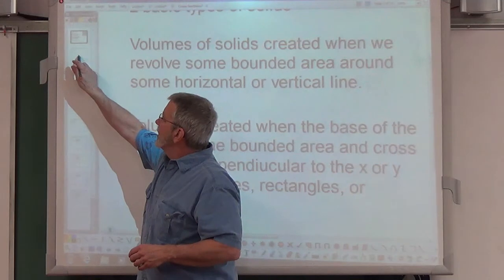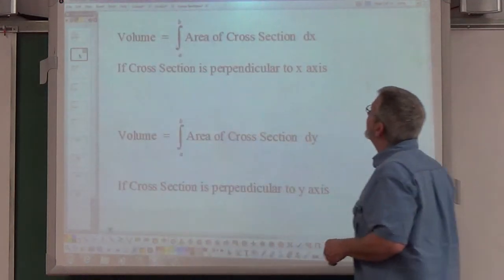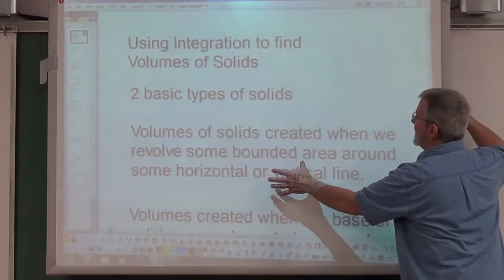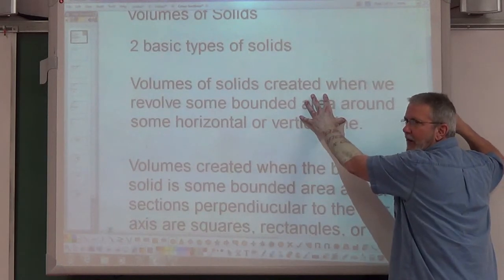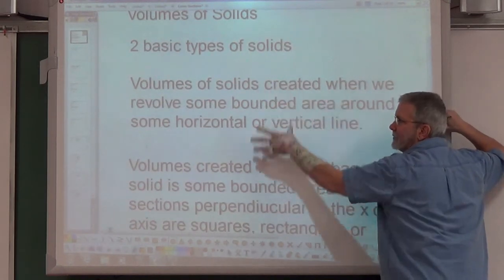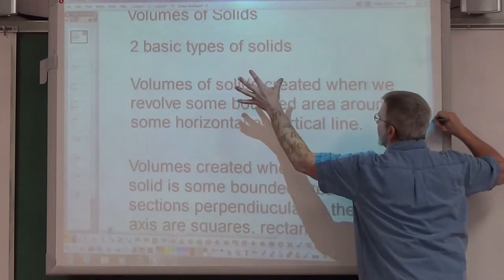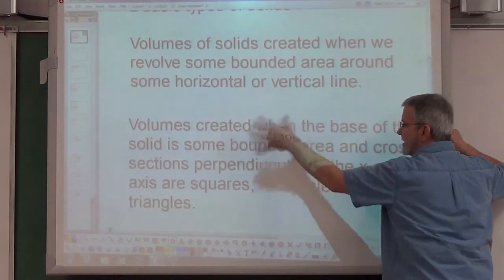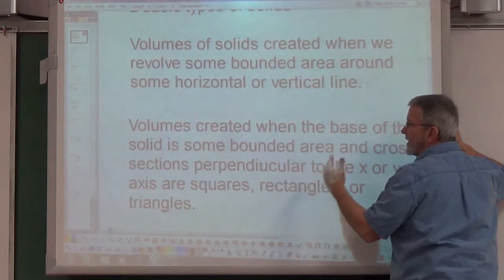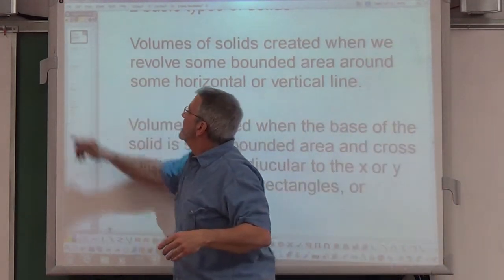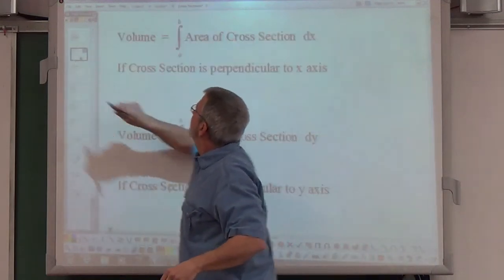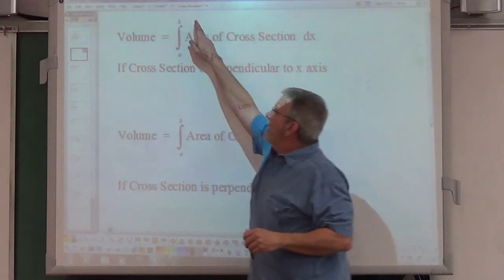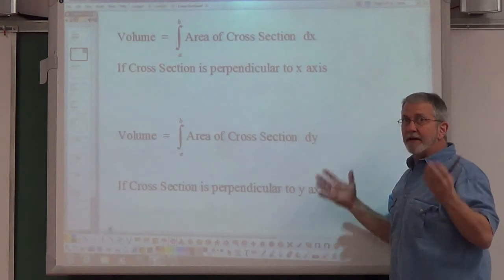And we're going to begin by reviewing something that we have done in the past. In either one of these cases, be it a volume created by revolving something, which is where a lot of us forgot, or when you have something bounded by some area with cross sections perpendicular, the formula is this: the volume is simply equal to the integral from a to b of the area of a cross-section dx. It's just the area of a cross-section.